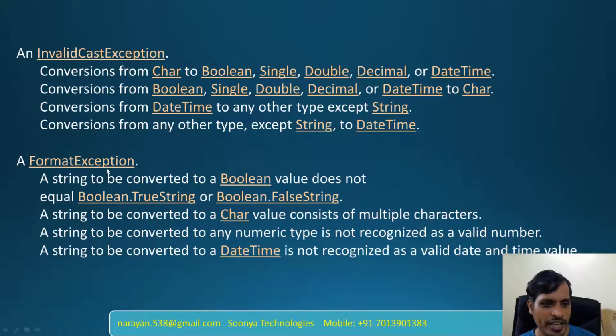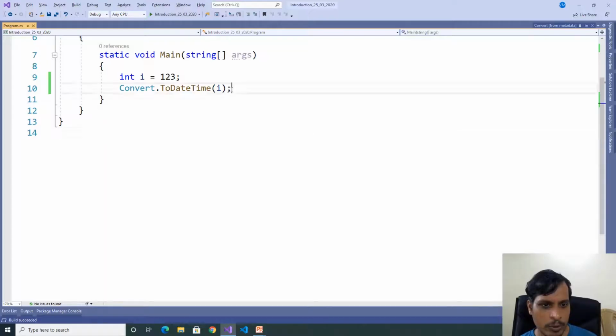Now we'll discuss FormatException. A string to be converted to a boolean value does not equal Boolean.TrueString or Boolean.FalseString. A string to be converted to a character value consists of multiple characters. A string to be converted to any numeric type is not recognized as a valid number. A string to be converted to DateTime is not recognized as a valid date and time value. For these types of values, we'll get a FormatException.